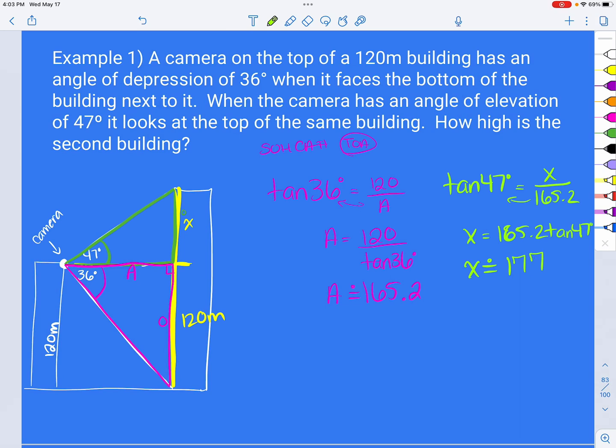X is approximately 177.1. It doesn't tell you how to round, so as long as you round correctly, I'm good with that. So now careful. The height of the building is not 177.1 meters. The height of X is 177.1. The total height of that building then is those two numbers put together.